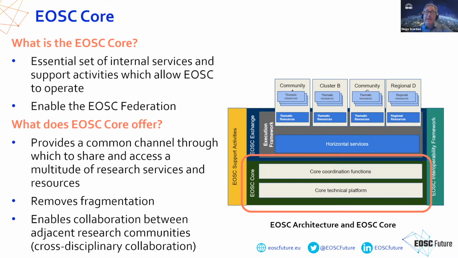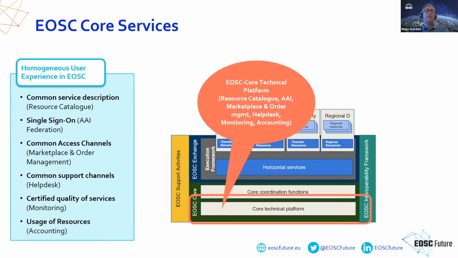Now, after I gave you an overview of what the EOSC is and what it offers, I'd like to go a bit into the details to describe how the EOSC is made. So what are the main components of the EOSC? First of all, if you look at the diagram, in the green box of the EOSC architecture that identifies the EOSC, you see the EOSC is split into a core coordination function and the core technical platform. First of all, I'd like to describe the core technical platform.